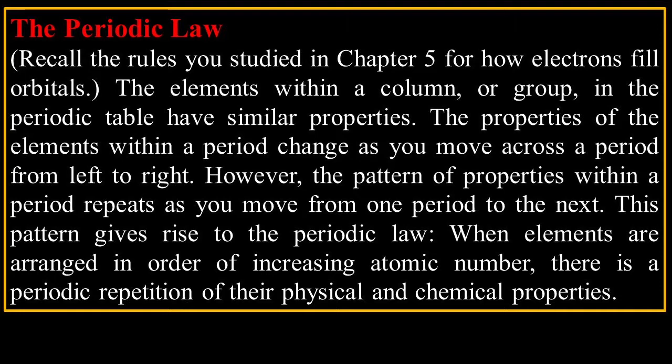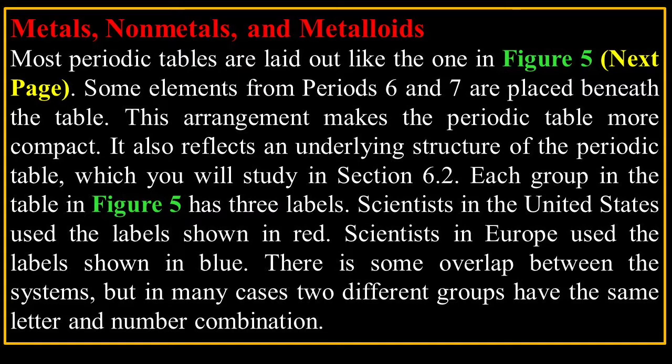When elements are arranged in order of increasing atomic number, there is a periodic repetition of their physical and chemical properties. Most periodic tables are laid out like the one in Figure 5 on the next page.